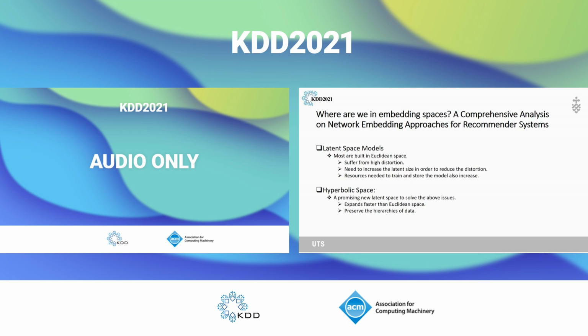It is necessary to increase the latent size in order to reduce the distortion. But as the latent size increases, the resources needed to train and store the model also increase. Therefore, a more expressive latent space is needed to solve the problem. Recently, hyperbolic space has been explored as a new latent space and has shown impressive performance. It outperforms Euclidean space in many domains, including natural language processing, link prediction and node classification, and top-k recommendation.